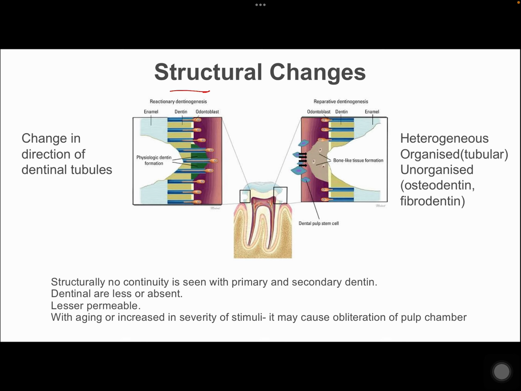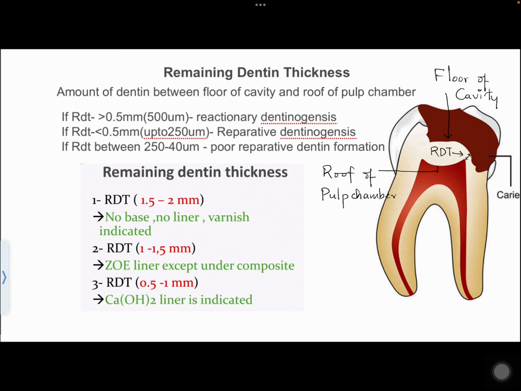Reactionary dentin shows structural changes, like a change in the direction of the dentinal tubules compared to the normal primary and secondary dentin, whereas the reparative dentin is heterogeneous in pattern. It is not at all similar to the normal dentinal pattern. It is somewhat organized in the case of a tubular pattern, whereas it is unorganized in the case of fibrodentin and osteodentin.